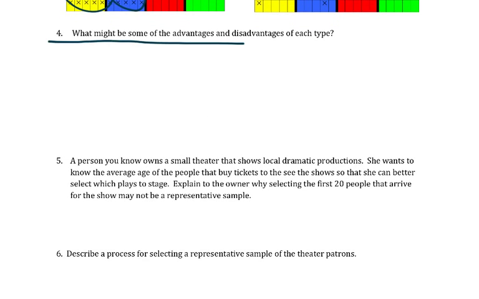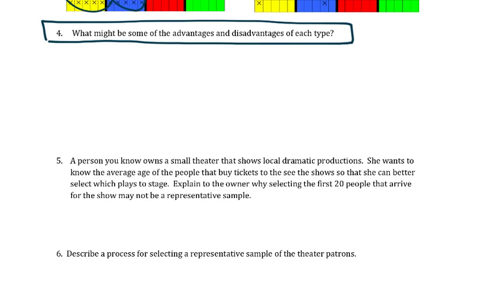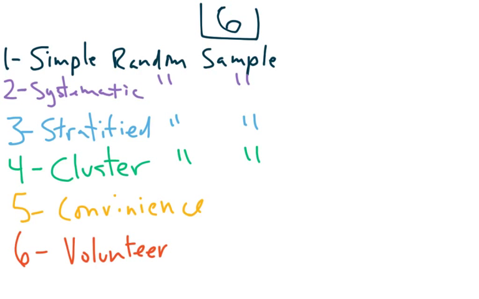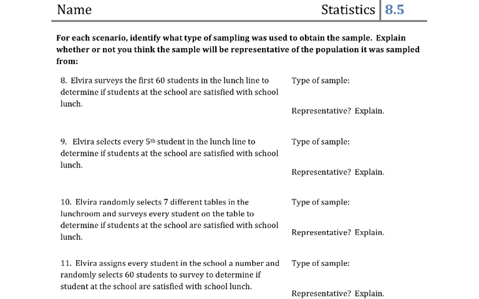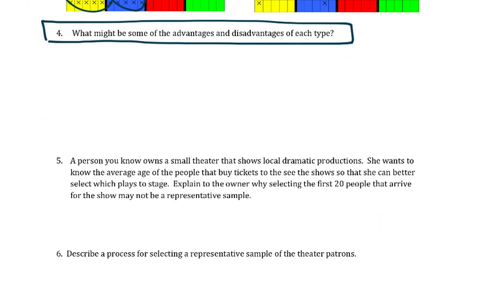Okay? So, then question 4. I want you to jot down what you think are some advantages and disadvantages. And once again, these are the 6 types we're talking about. And then we will talk about that when I get back. I want to see what you guys have to say about that.